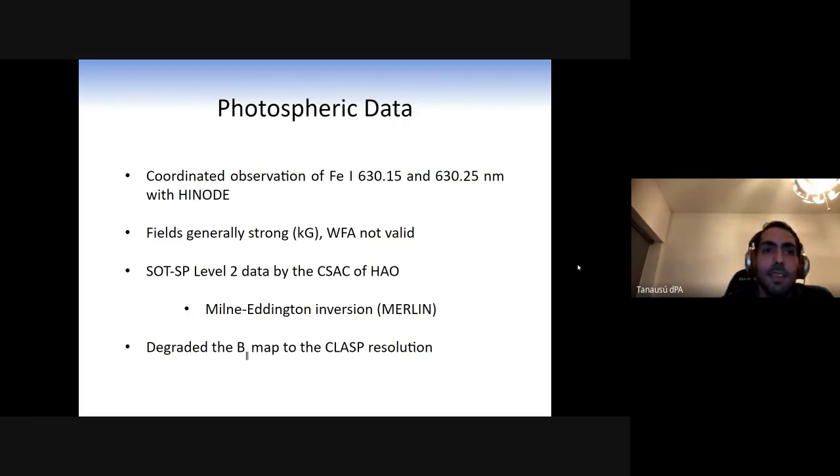And what happens with this line is that in the photosphere, we expect magnetic fields that are generally strong. They can be of the order of kilogauss. So in this case, the weak field approximation cannot be applied. What we did for the photospheric data is to use the level 2 data from the HAO, and this one is obtained from the application of a Milne-Eddington inversion code, in particular the MERLIN code. Once we apply the code to the full field of view, we degrade it to the CLASP 2 resolution, and we then took the magnetic fields along the slit.